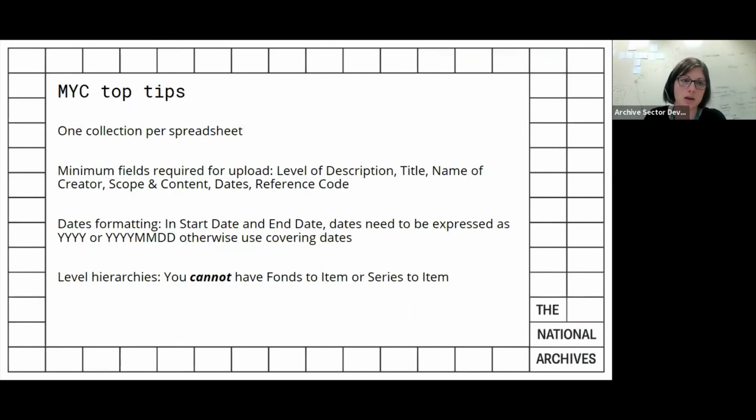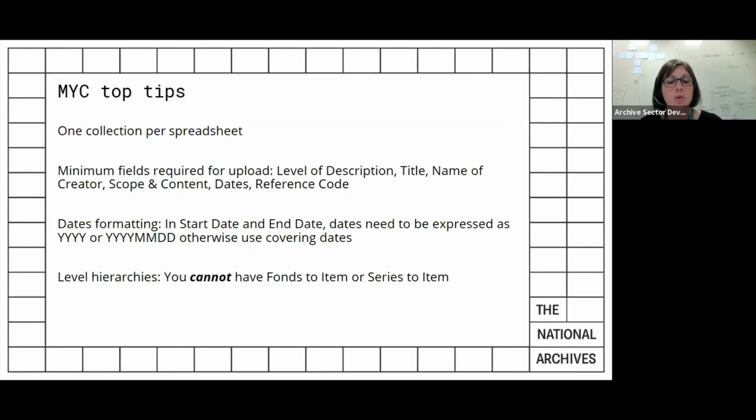At present, we can only accept one collection per spreadsheet. In the future, we hope this will change. Again, the minimum fields required for upload at the very top level are level of description, title, creator, scope and content, dates and reference code. And again, the date format in there needs to be expressed as 4 digits for the year. And just to note on the level hierarchies, obviously I said that row 2 needs to be fonds. It can't be anything else, and you can't have collection.